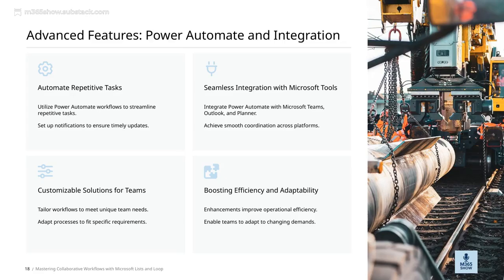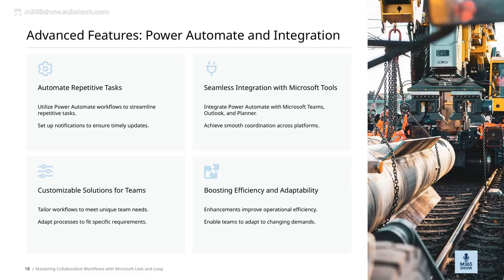Now, let's explore how advanced features like Power Automate and integration can really transform our workflows. When we talk about mastering collaborative workflows with Microsoft Lists and Loop, the goal is to enhance operational efficiency. These tools help teams adapt quickly to changing demands, making our processes more flexible and responsive. By tailoring workflows to meet our specific needs, we can ensure that our team's unique requirements are met effectively. Customizable solutions allow us to adapt processes seamlessly, so we're not stuck with one-size-fits-all approaches.